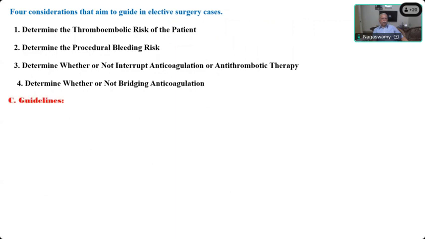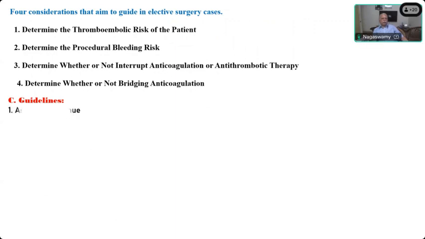So these 4 things: if you remember, the thrombotic risk, determine the procedural bleeding risk, determine whether you have to interrupt or continue, and whether you have to bridge. If these 4 questions are answered, then you can decide.